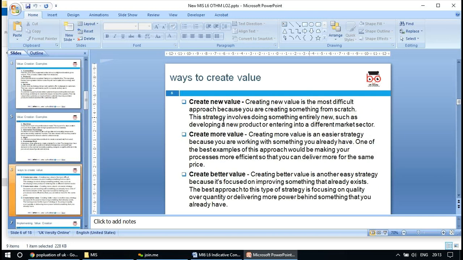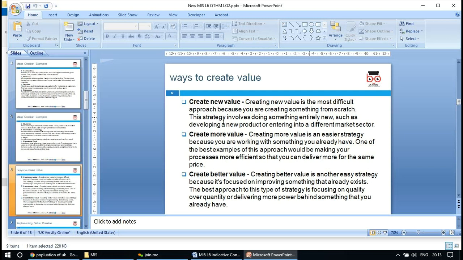And the ways to value creation are basically that either you create an absolutely new value, or you create more value by using some efficient processes to try to produce more. And creating a better value is basically, no matter you create more or less, whatever you produce, its quality should be best.